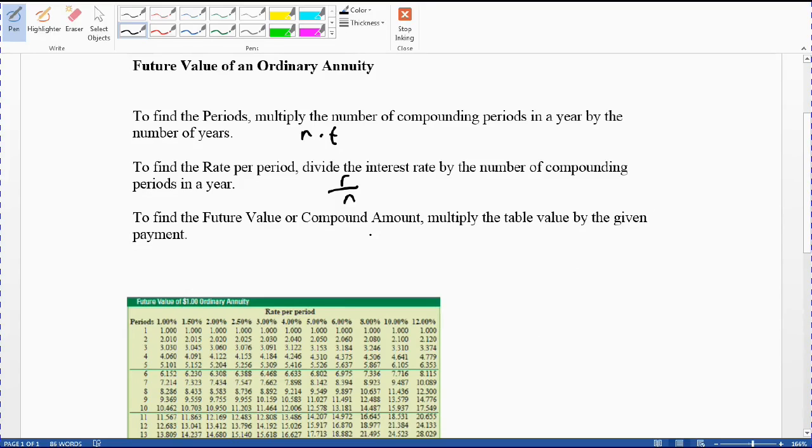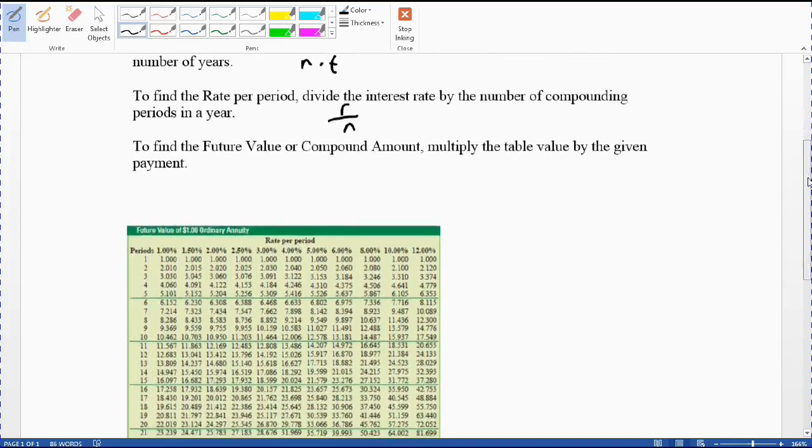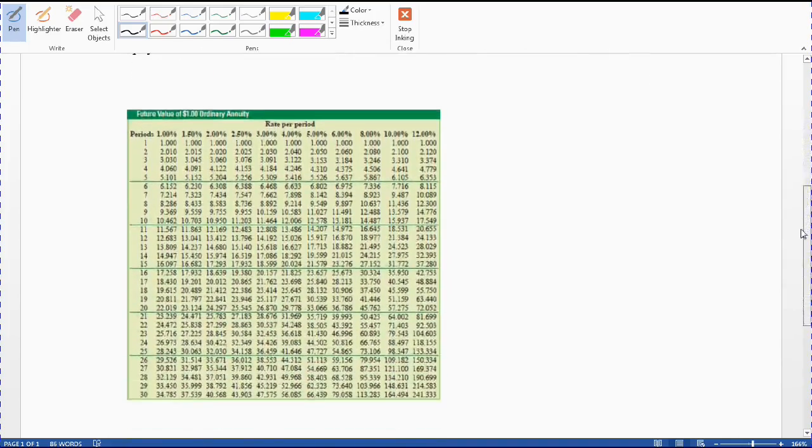And to find the future value, we're just going to find the table value where these two intersect and multiply it by the given number of deposits, or the payment in this case. So let's just look at an example.